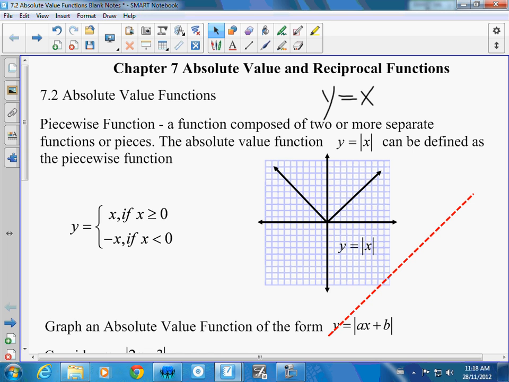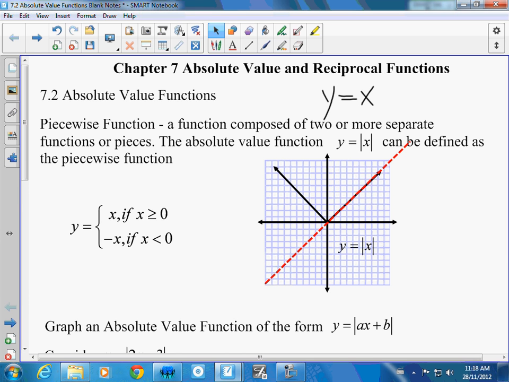Now, think about this one for a minute. Let's put this back on the line. If x is negative 1, so right here, what does y have to be? Positive 1, right? Because the absolute value of negative 1 is positive 1. What if x is negative 2? Y has to be positive 2. The absolute value of x. Y equals the absolute value of x.